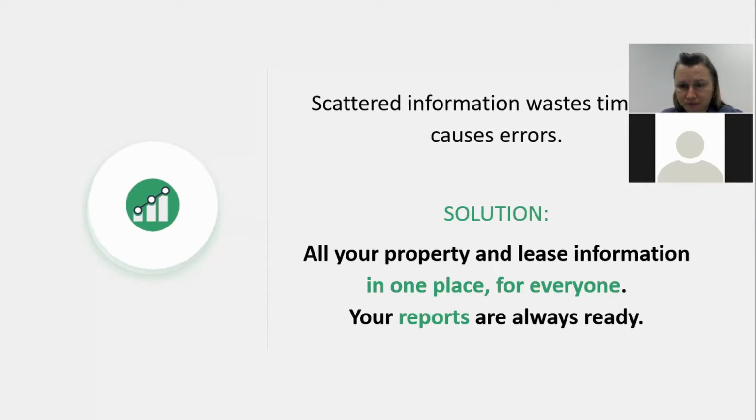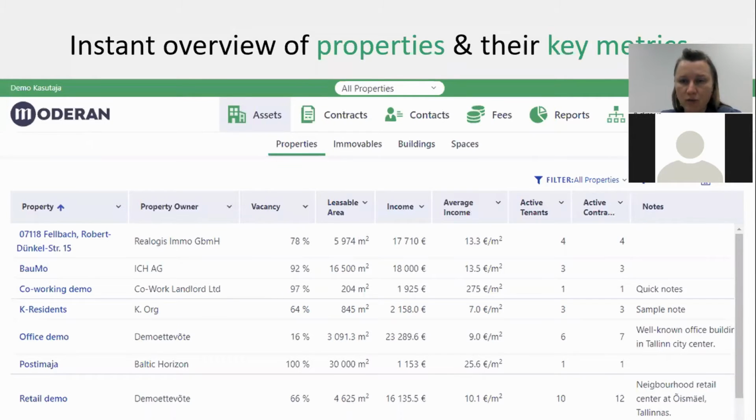So as an example of how Moderan helps in this regard is our overview of the portfolio of properties. Here you can see a portfolio with multiple properties and the snapshot of the key metrics that anybody wants to know in real time for their properties.